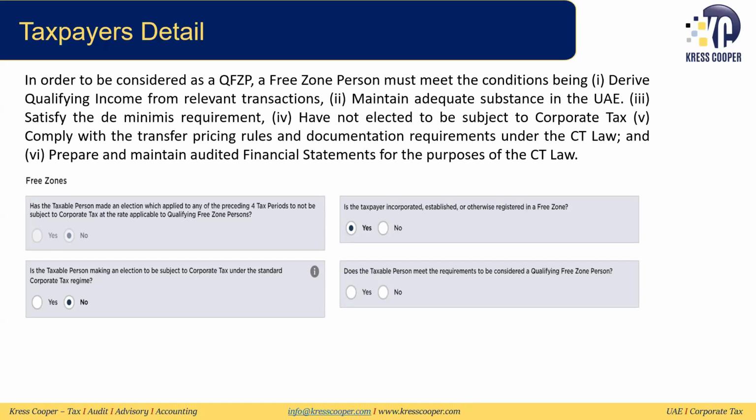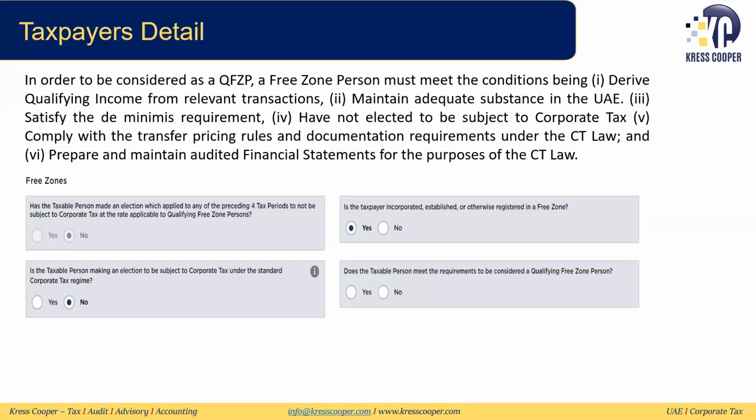So this information is not relevant to the first return, because right now you can see that it is grayed out because it's not relevant to this year, but for next year and the subsequent years, this will be asking you this question. Then it is asking if the taxpayer is registered in a free zone. Then it is asking if you want to make the election. So here it is asking you if you want to make the election to be subject to the standard corporate tax regime. Like we said, a qualifying free zone person has to be one who has not elected for this. So if you want to be a qualifying free zone person, you cannot elect for this.